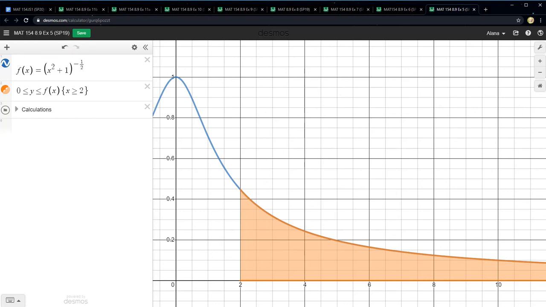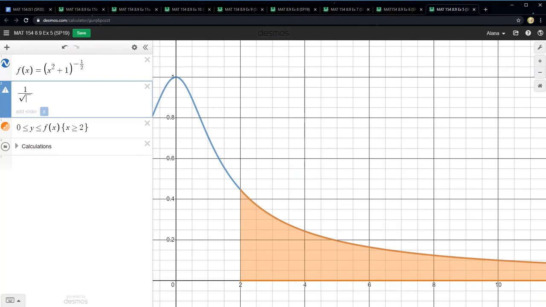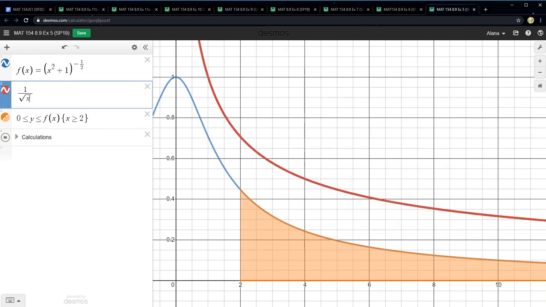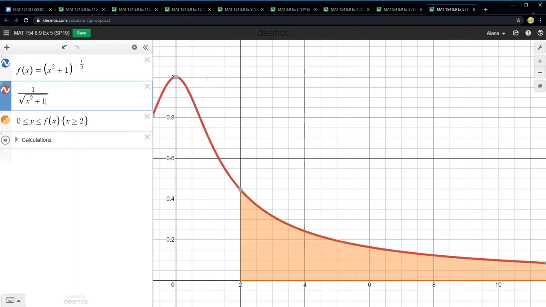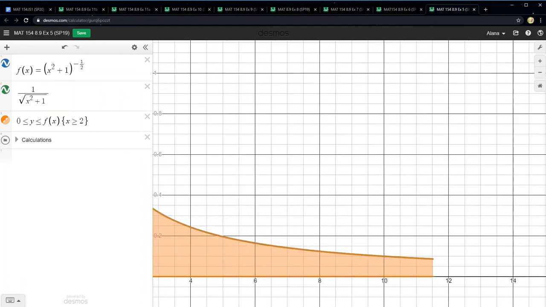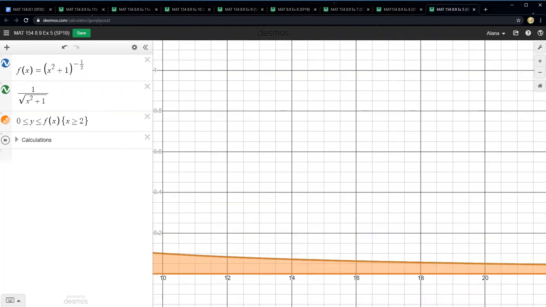All right, so this is that function. It's x squared plus 1 to the negative 1/2 power, right? In other words, 1 divided by the square root of x squared plus 1. Same curve, right? Okay, so if that's the curve, I'm going to rotate it around the x-axis, and it's bound from 2 to infinity and beyond. So it just keeps going and going forever.